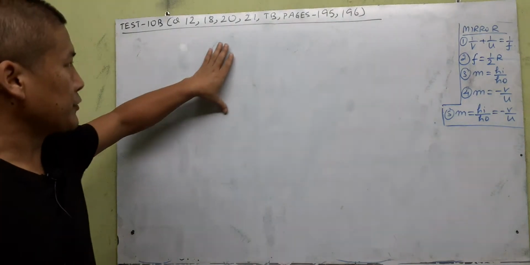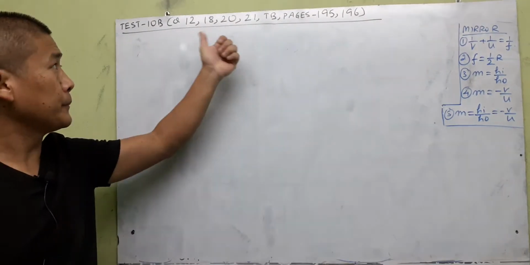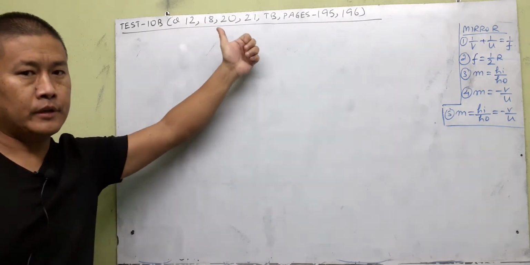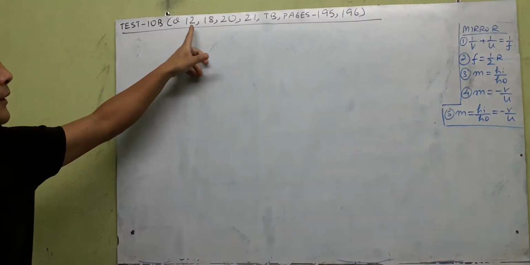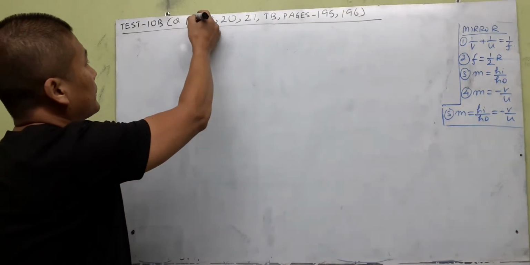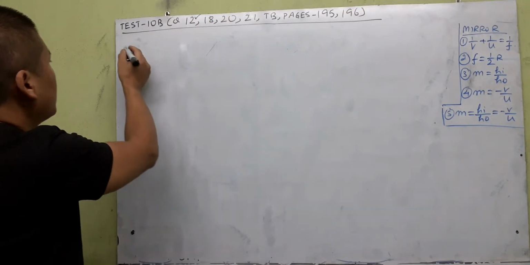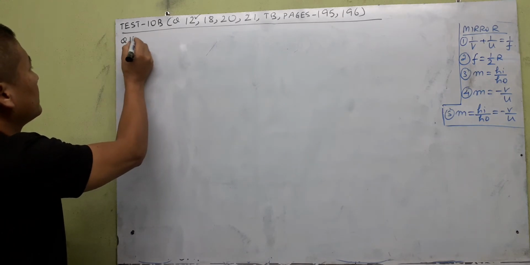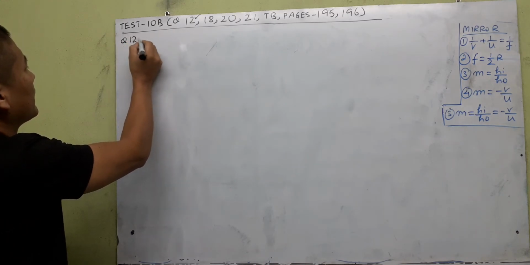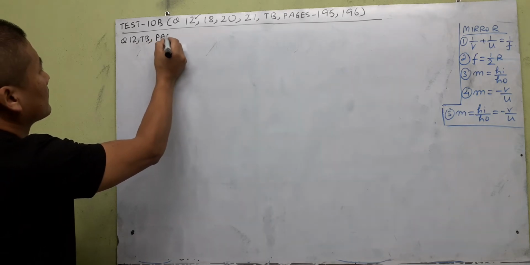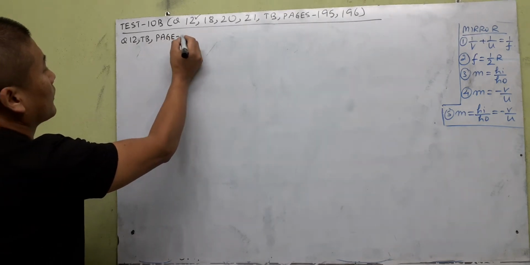Okay, so in this class we'll discuss these numericals, the test 10B of chapter 10, Light. These are the questions. Let us start. In this class we'll do these two here, 12, and then we'll go to 18. So let us start with question number 12, which you will find in the textbook, page 195.